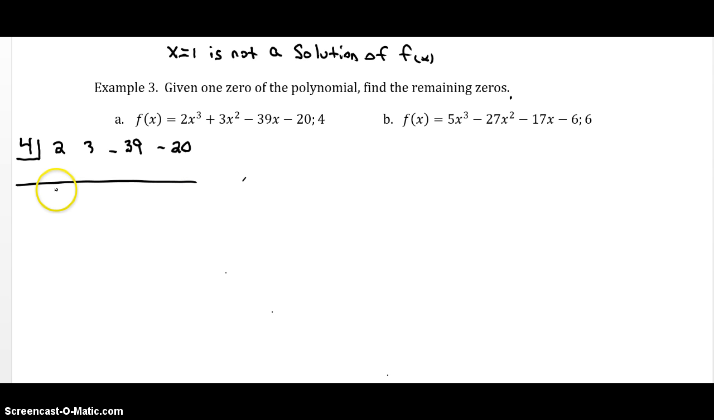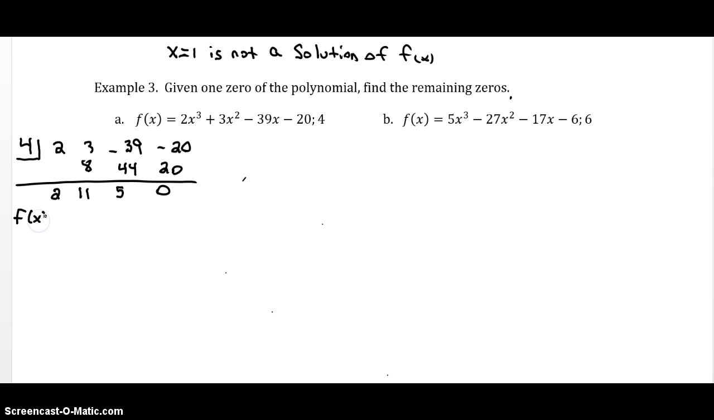I'm going to drop this 2 down. 4 times that 2 is 8. 3 plus that 8 is 11. 4 times 11 is 44. Negative 39 plus 44 is 5. And when I take 4 times 5, I get 20. Negative 20 plus that 20 is 0. And I knew I was going to get 0 in that spot for my remainder. Alright, so let's continue on.